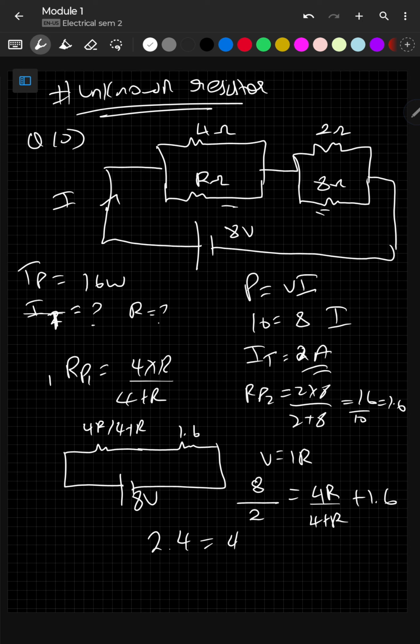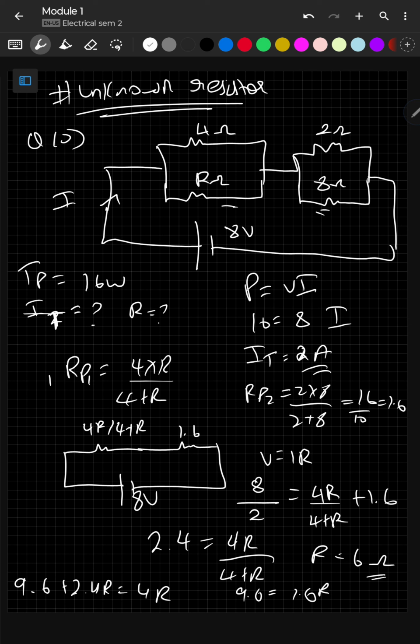2.4 equals 4R by 4 plus R. So, I can write it as 9.6 plus 2.4R equals 4R. So, 4 minus 2.4, so 9.6 equals 1.6R. So the unknown resistor value will be 9.6 by 1.6. That is going to be 6 ohm.